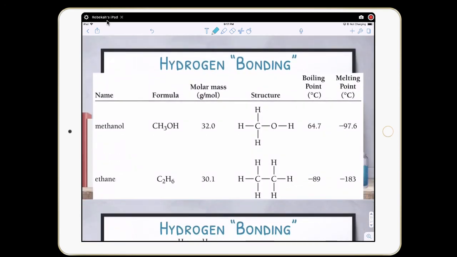So if we look here, you can see, again, we're keeping the molar mass the same, but there are big, big differences in our melting points and boiling points if you have hydrogen bonding versus something that only has London dispersion forces, right? This nonpolar molecule only has London dispersion. This is our special bond right here for hydrogen bonding. Just way, way different.